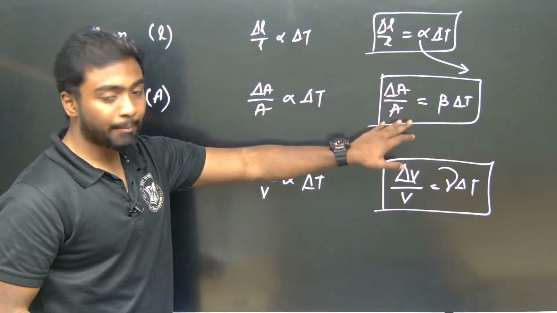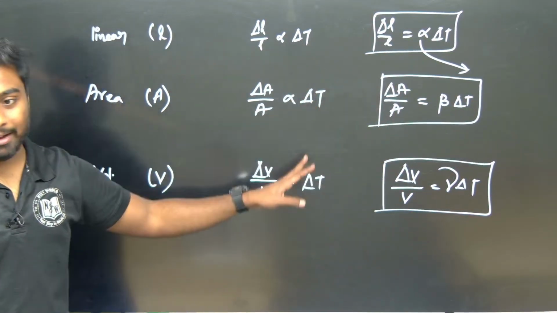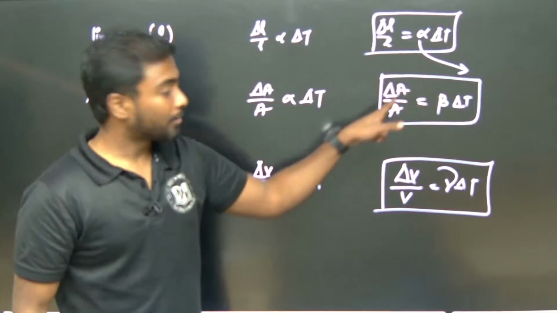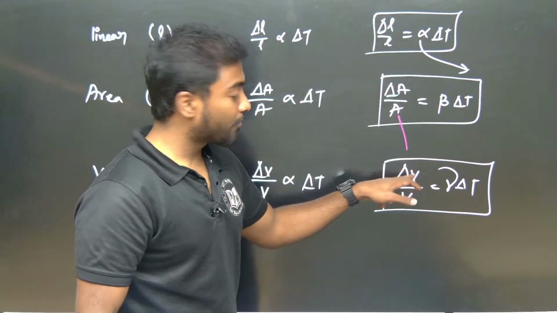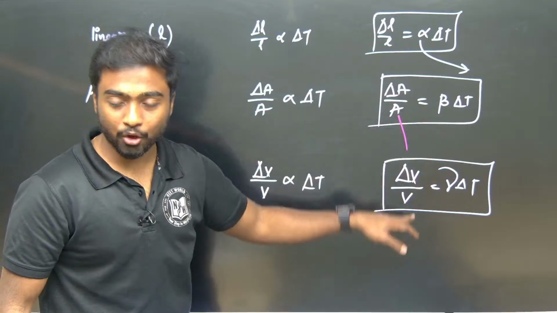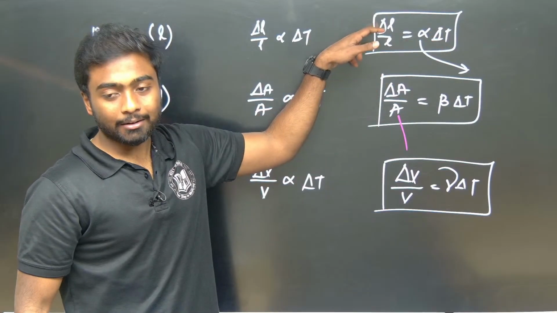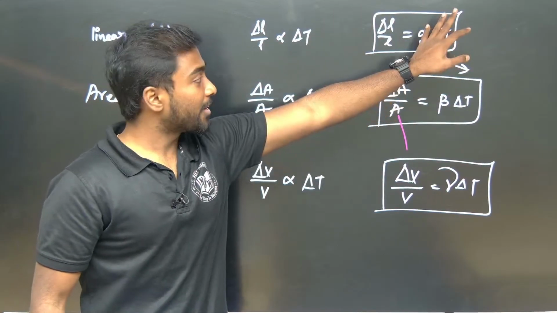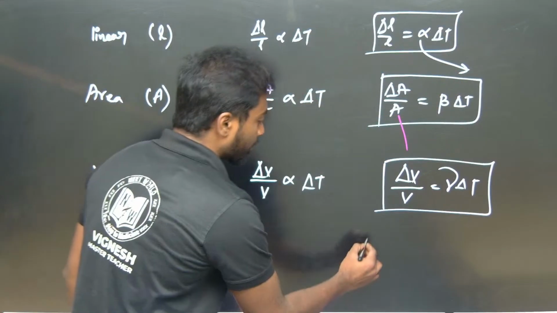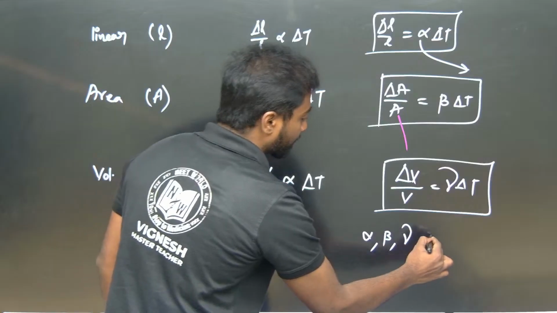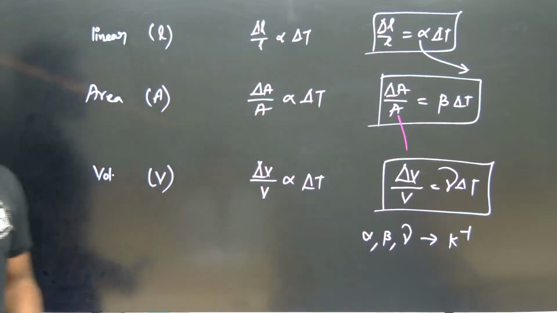And one more thing: what is the SI unit of alpha, beta or gamma? When I talk about length by length, area by area and volume by volume, the units cancel each other. L is meter, meter cancels; area is meter square, cancels; delta V is meter cube, V is meter cube, cancels. Only T is left out. When I take T to the other side, Kelvin is the SI unit of T, so the unit of alpha, beta or gamma is Kelvin inverse. Take a note of this.